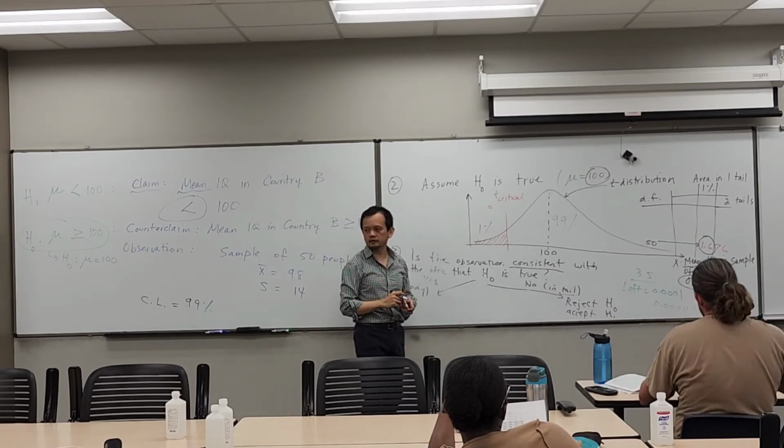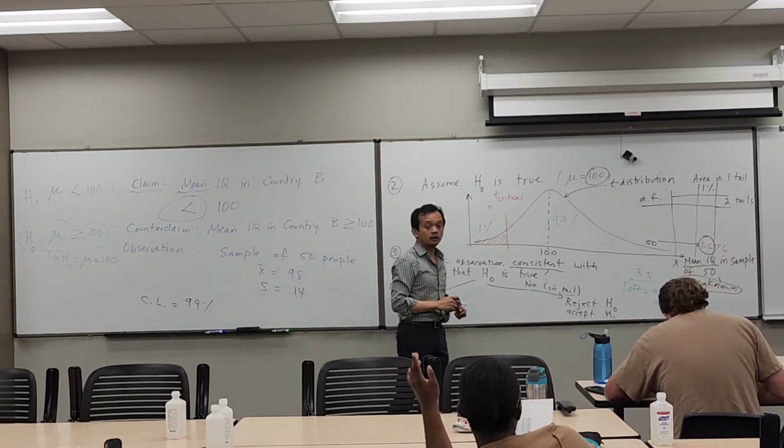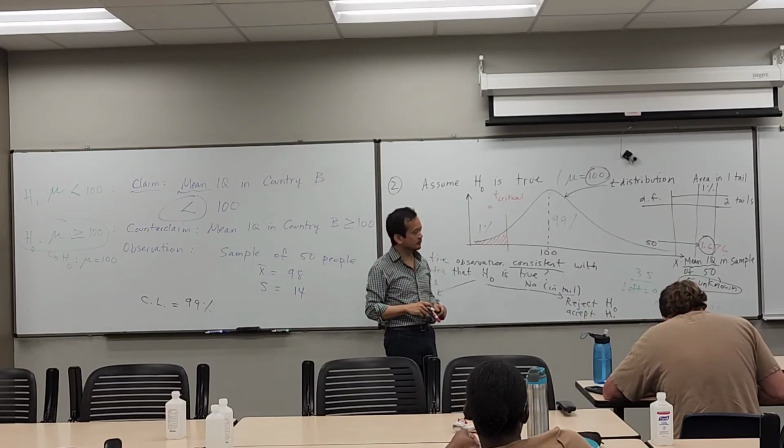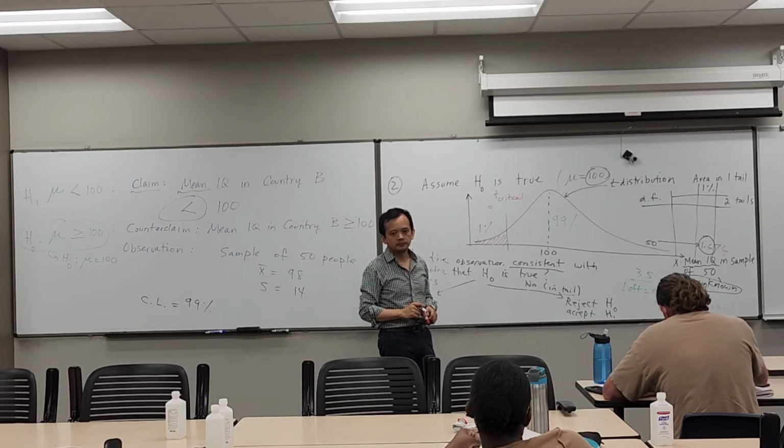Any questions on using the chart? I have a question. Yeah. For 1%, that would be 0.01, right? 0.01, yep. And we're looking for in one tail. In one tail, yep.